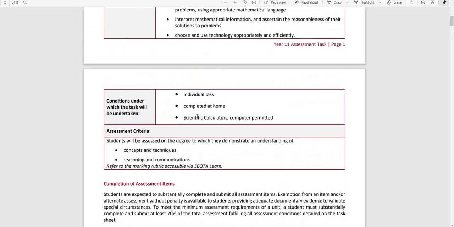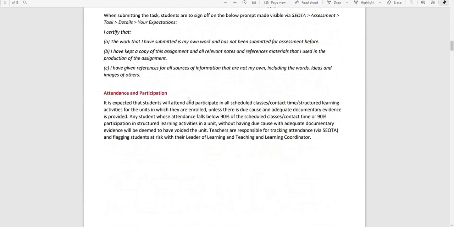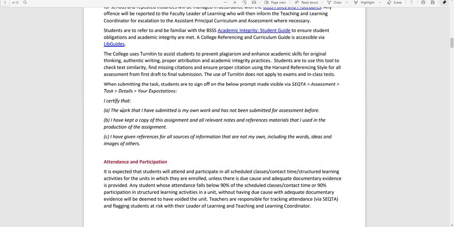All the normal stuff to be marked on concepts and techniques and reasoning communication. Basically, make sure you say, this is my own work, I promise no one else did it for me. I have a copy just in case things get lost. Since you're submitting it digitally, that shouldn't be an issue. Good advice is before you try to submit it, email it to yourself, because therefore you will always have a copy of it.